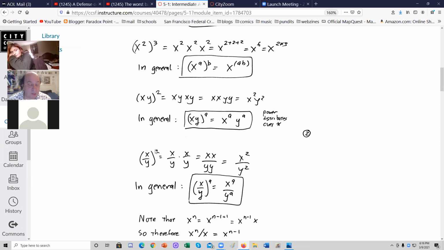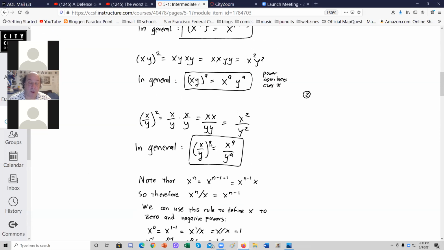If you have a fraction, x over y, a ratio, and square that, that's x over y times x over y. That's xx over yy, which is x squared over y squared. And in general, a power of a ratio is a ratio of powers. x over y to the a is x to the a over y to the a. So powers distribute over division in much the same way multiplication distributes over subtraction.